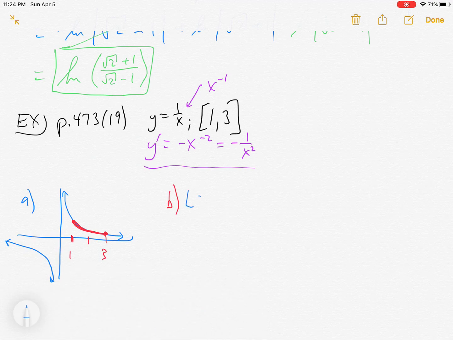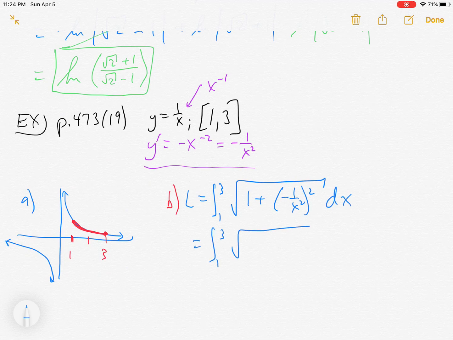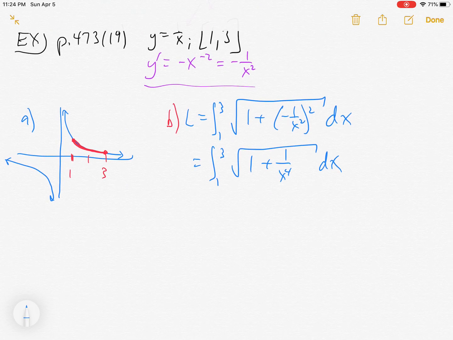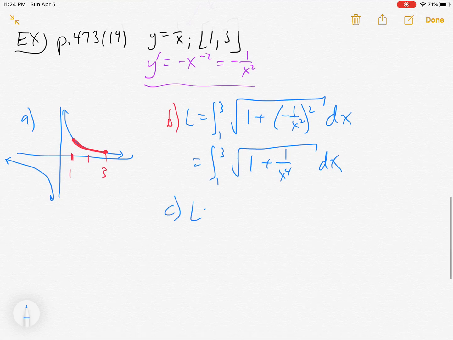B says set up the integral. Well, the integral would be from 1 to 3, square root of 1 plus that squared. Well, I want to just do a little simplifying. You'll kind of see where our problem is. What are you going to do? I mean, yeah, you can get a common denominator, but you're going to have a quotient. Can't integrate. There's no quotient rule for integrals. We'd be stuck. So we go to our calculator, and we evaluate in the calculator.